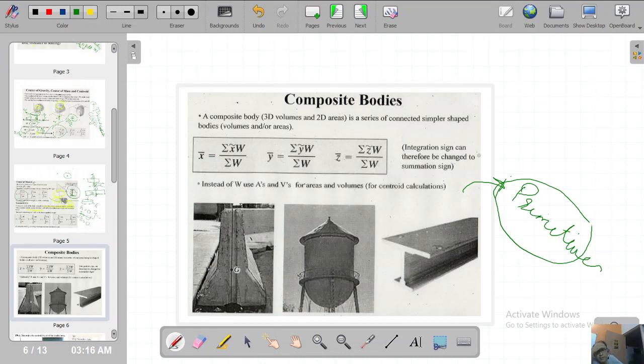When dealing with these types of structures, we use the same formula, but to be precise, instead of an integral sign, we are using a summation sign in all these things.